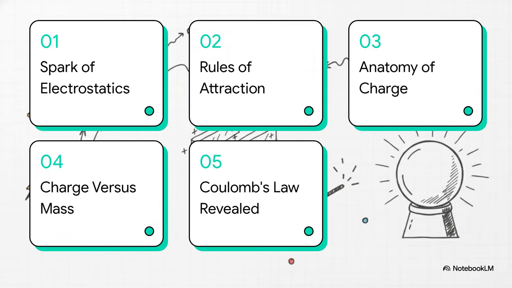Here's our roadmap for today. First, the spark of electrostatics. Second, the rules of attraction. Third, the anatomy of charge. Fourth, charge versus mass. And finally, number 5, Coulomb's law revealed.